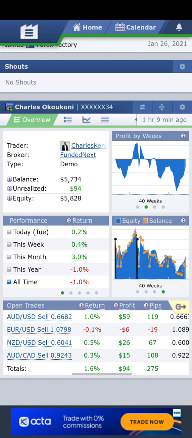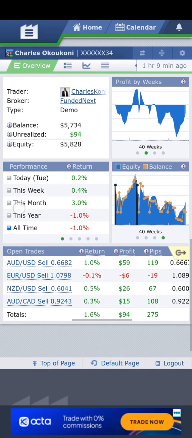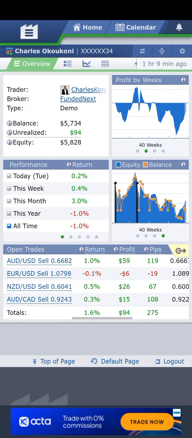This year, overall, I've recorded minus 1%, which is very far from the 10% maximum drawdown or loss limit. All time is still minus 1%. From last February to now, it's about 9 months or 8 months. So let's say in the last 8 months or thereabouts, I've had this account on, I've not blown the account.